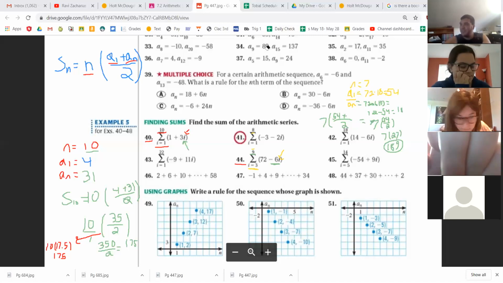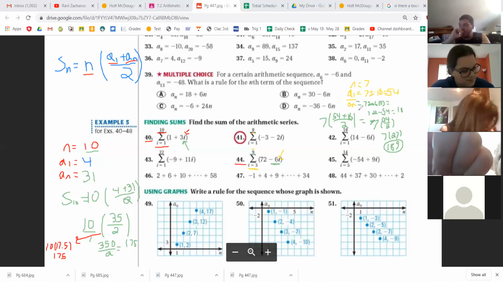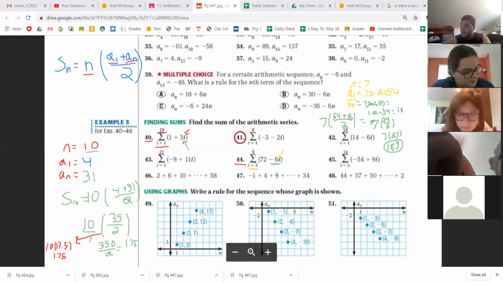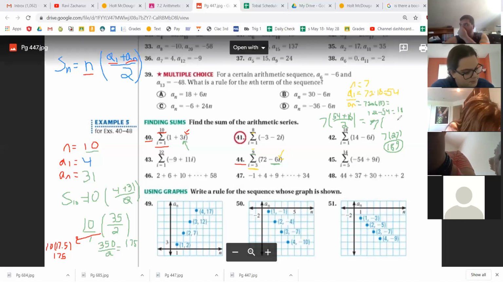I apologize for you guys having to erase everything. It's easy for me because I'm on a computer, but I know it's annoying when you have pencil or you're using pen, you have to cross everything out. And then we're going to erase this. So it's not 54 over 2, it's going to be 54 plus 18, so that happens to be 72 divided by 2.